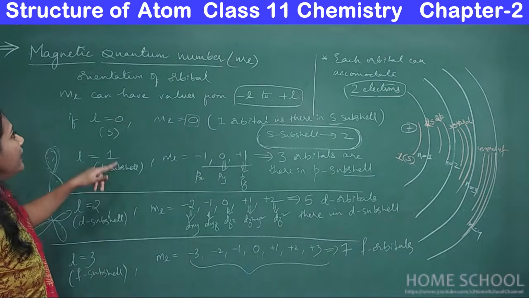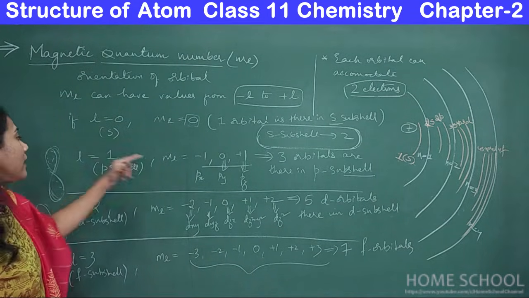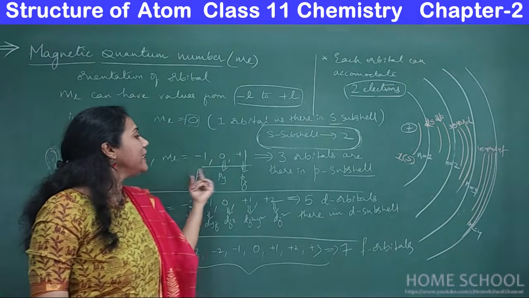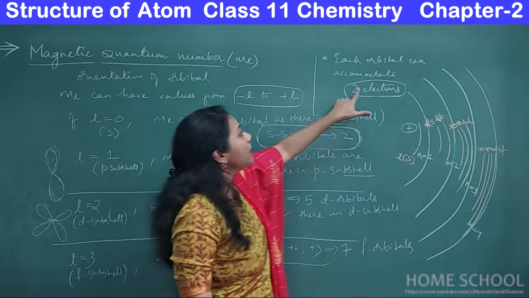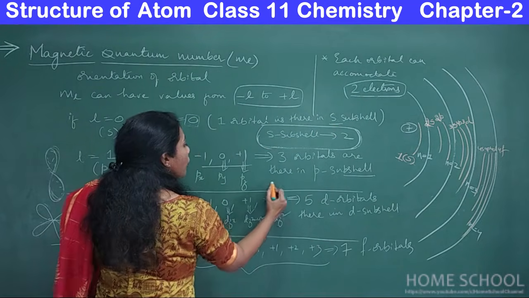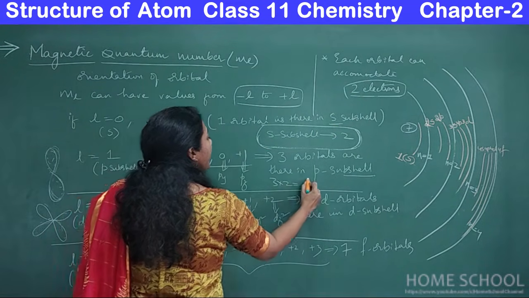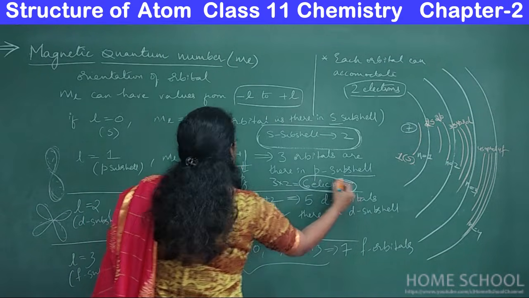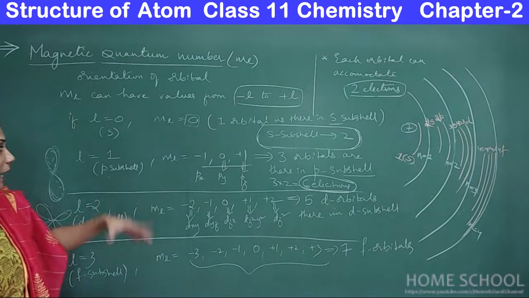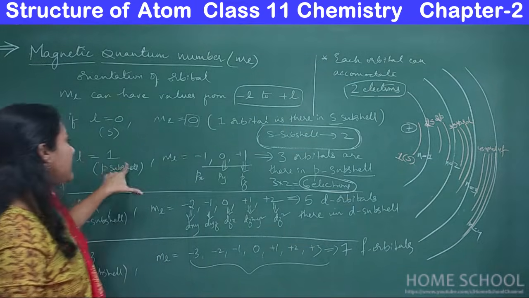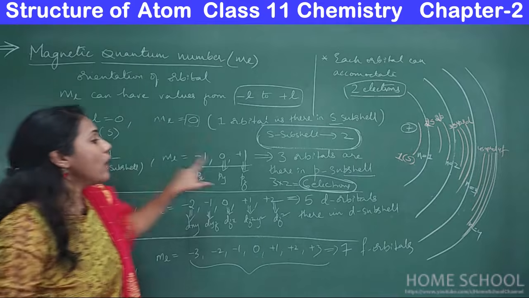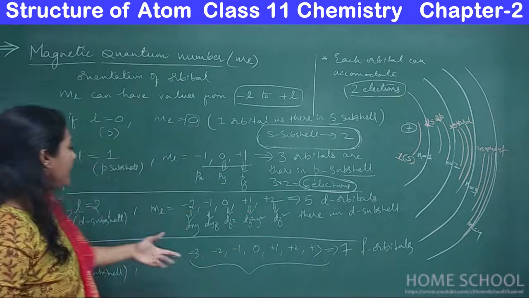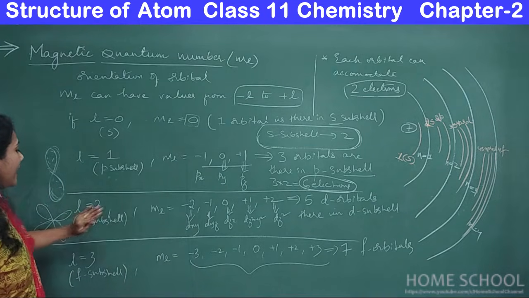And now can you tell me how many electrons can be present in the P subshell? The P subshell has how many orbitals? 3 orbitals. Each orbital can have 2 electrons. So 3 into 2, how many? 3 twos are 6 electrons can be present in the P subshell. I'm talking about the number of electrons in the subshells. So how many electrons can be present in the P subshell? It is 6.